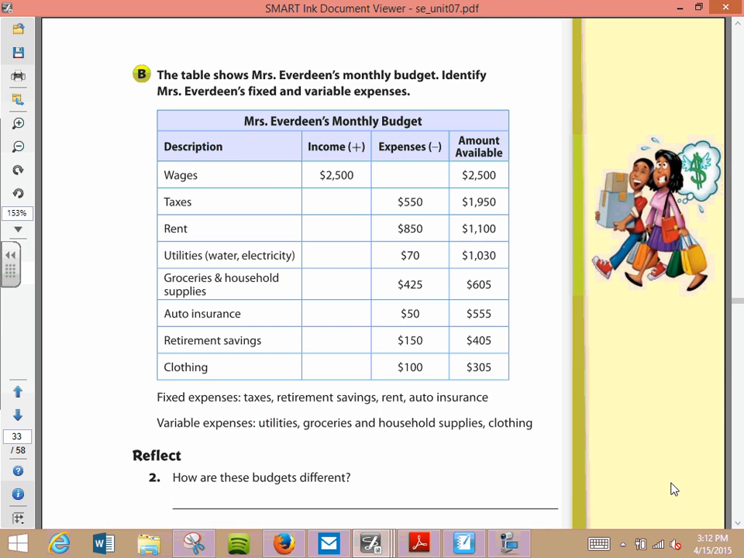Good observation. Garrett has all the things that he wants, whereas Mrs. Everdeen has all the things that she needs to pay for. Right? That's a big difference. Yes.